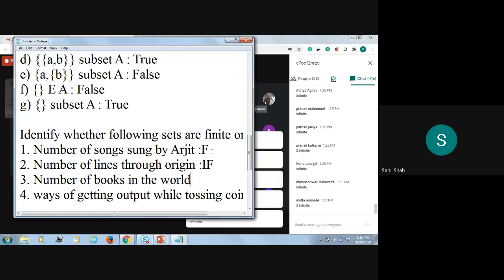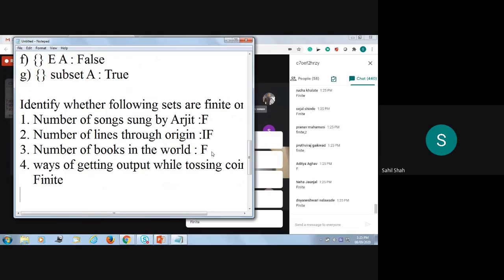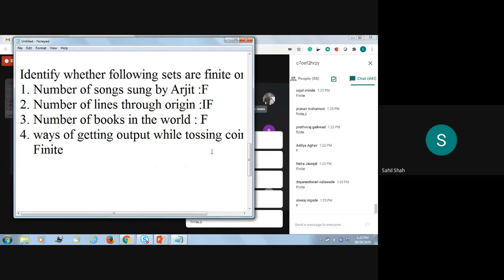Number of books in the world, finite, isn't it? It will be finite. And ways of getting output while tossing a coin, obviously those are finite because I know that I'm going to either get a head or tail. Such questions would be asked in your examinations and you should feel comfortable to solve accordingly.